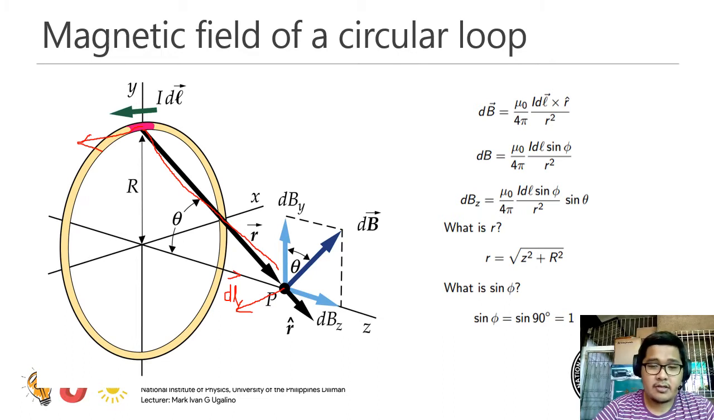And we can actually do a geometric argument, but it's not very easy to set up a drawing for this. You can imagine that dl and r hat are perpendicular. So this is a right angle between dl and r hat. So sine phi is just equal to 1, since phi is equal to 90 degrees.